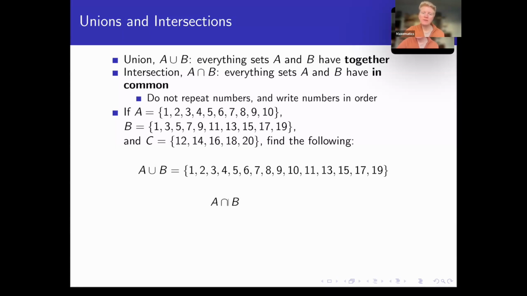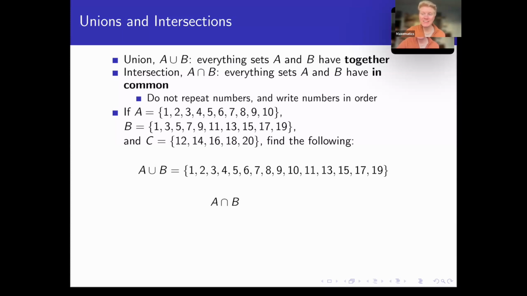A intersection B is everything that sets A and B have in common. So look at A, look at B, and see what numbers they both have. Okay, A intersection B, they both have a 1, they both have a 3, they both have a 5, they both have a 7, and they both have a 9.